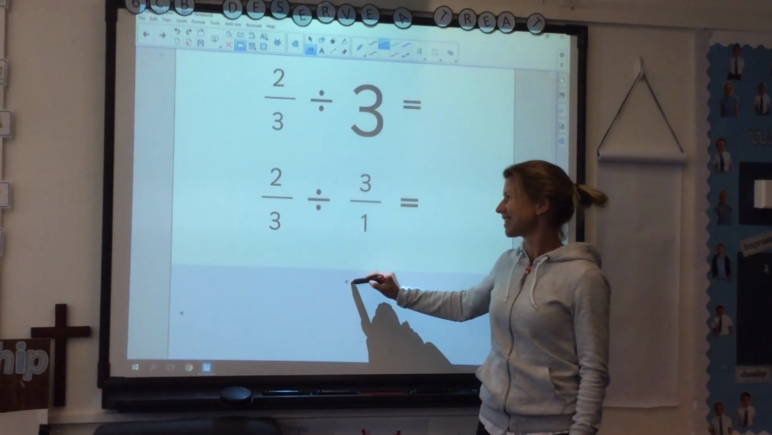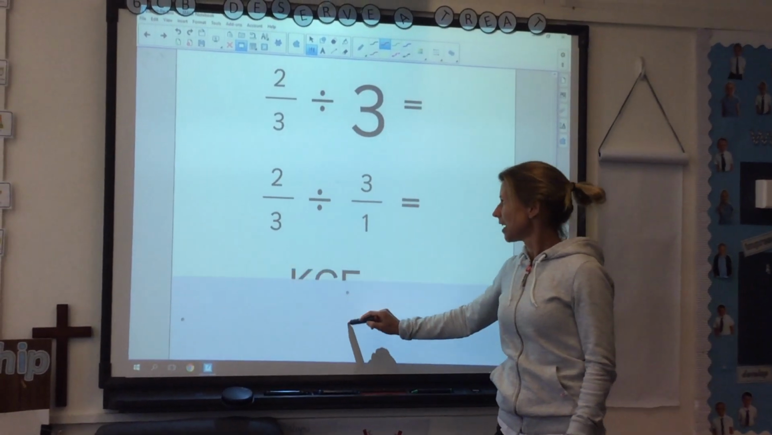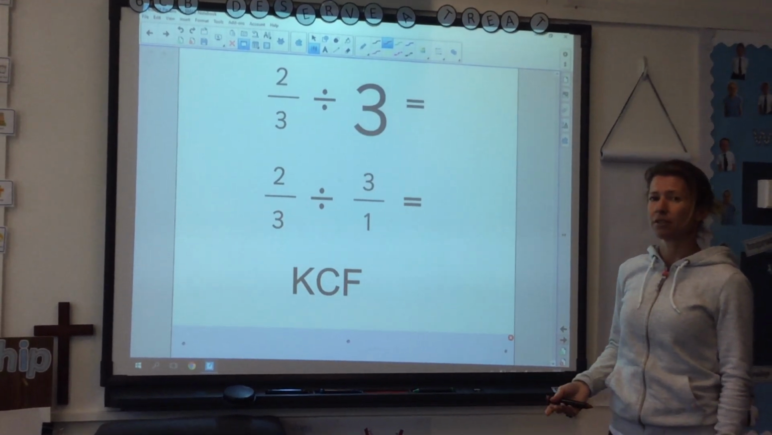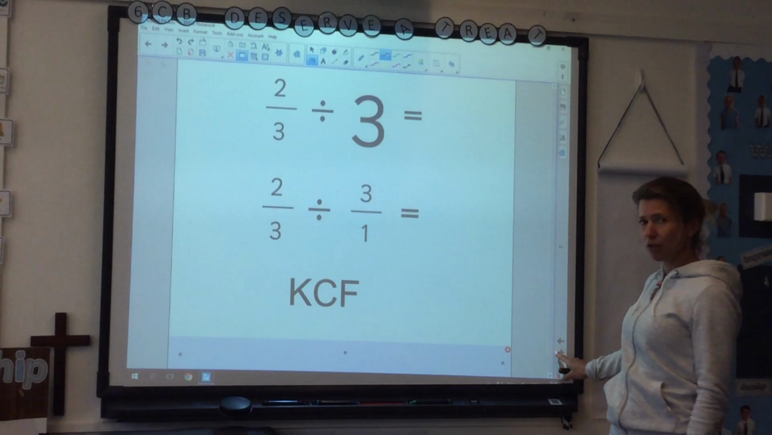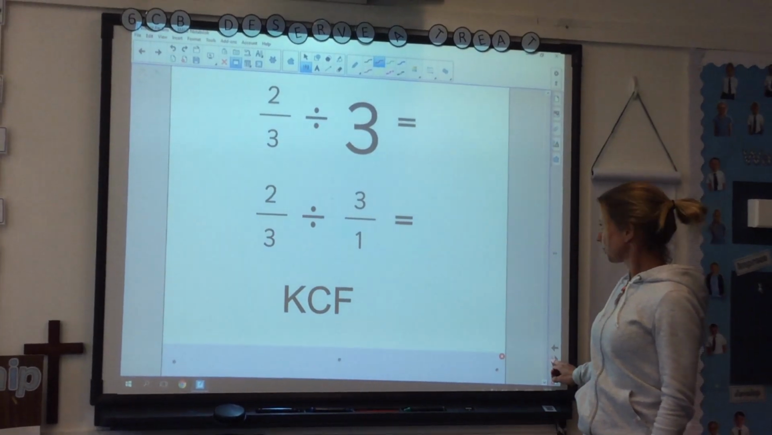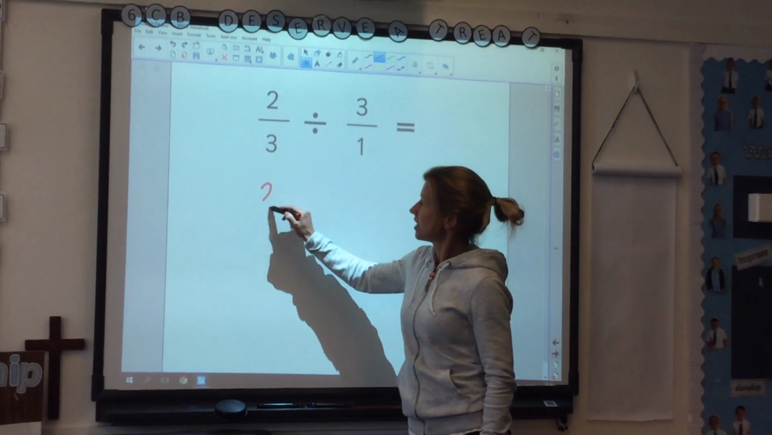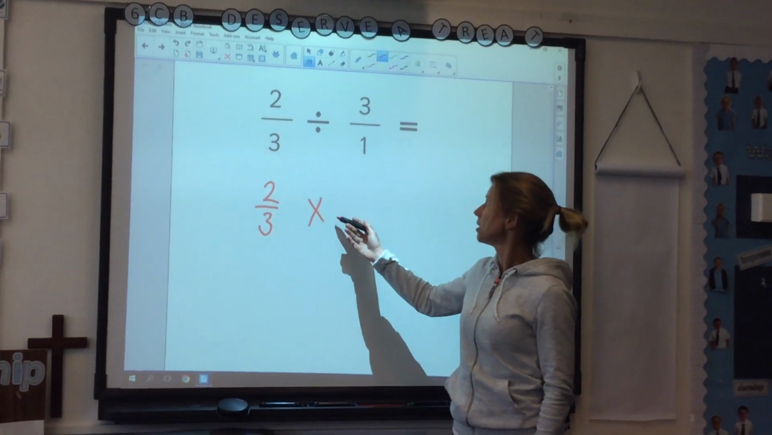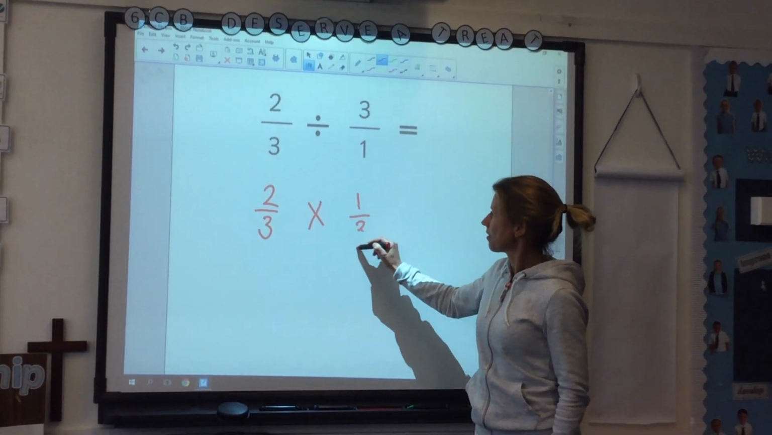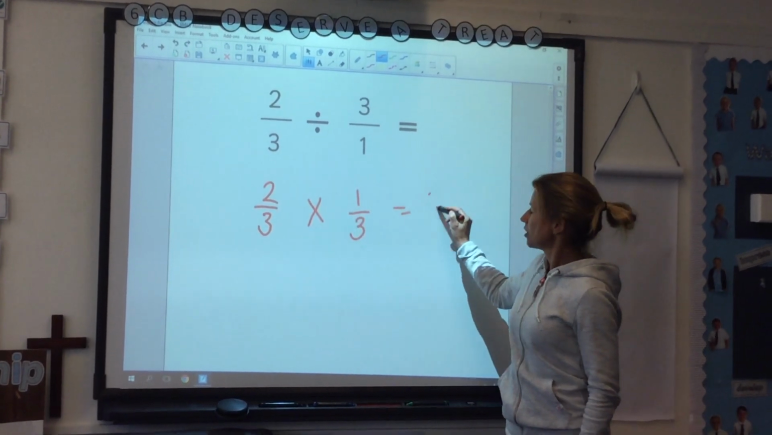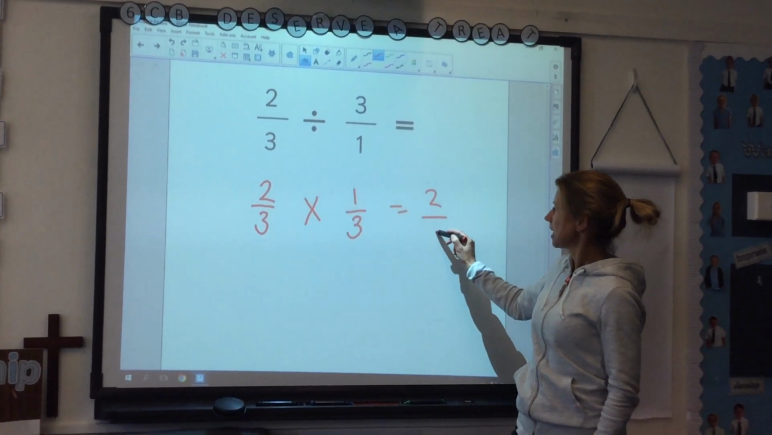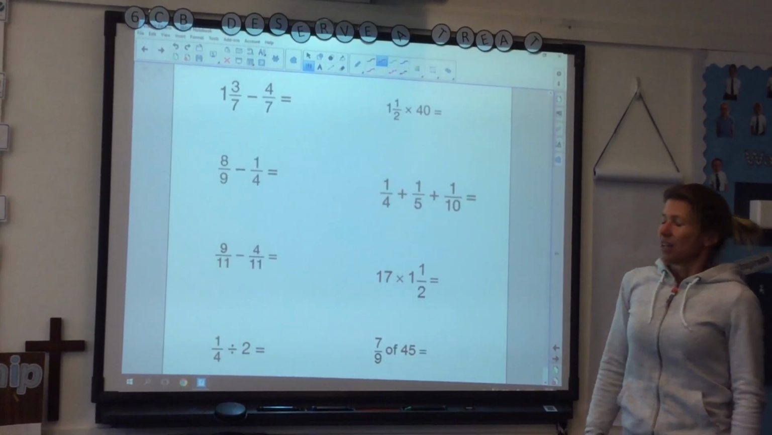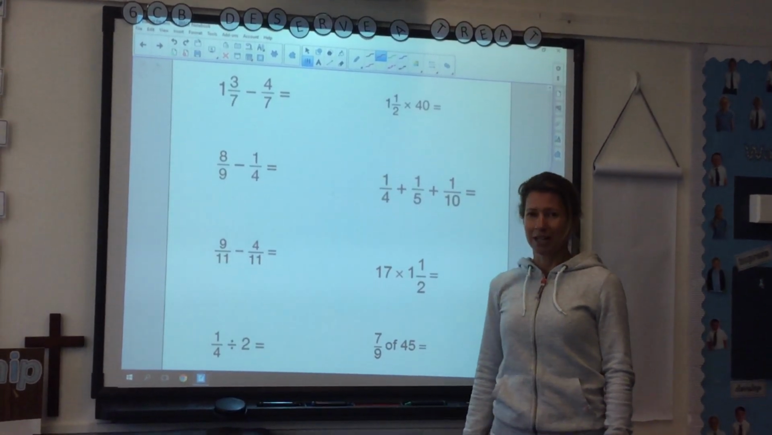I bet you did this. So 2/3 divided by 3 over 1, and then you're going to keep, you're going to change, and you're going to flip it. Check you've got it right. This stays as 2/3. You're multiplying it now, you've changed the middle, and then you're flipping the other side. 2 times 1 is 2, and 3 times 3 is 9ths. There's your answer.